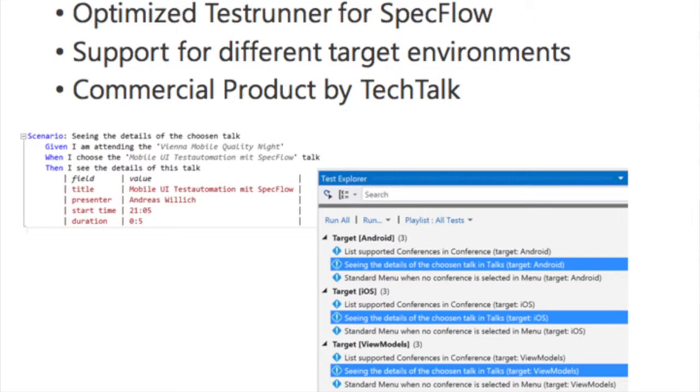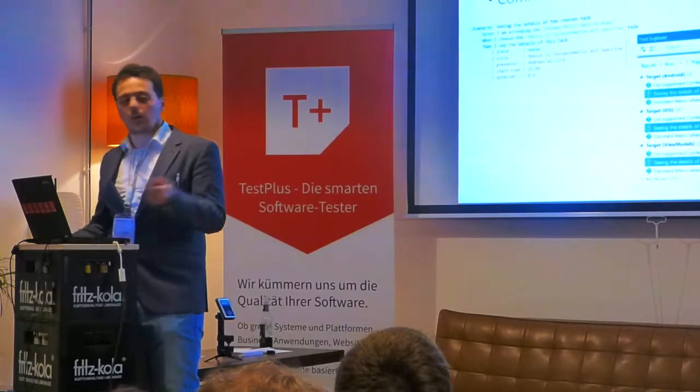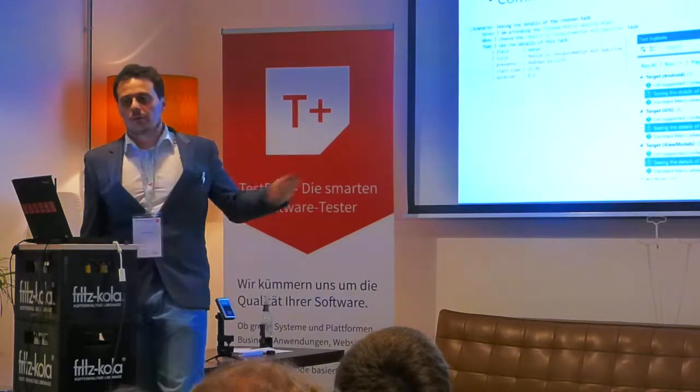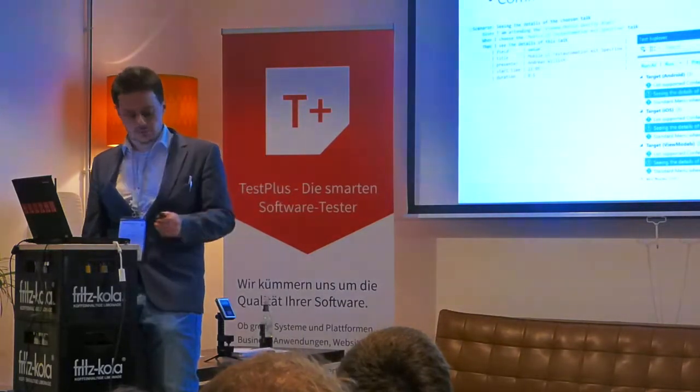As an addition for SpecFlow, my company created SpecFlow Plus. It's an optimized test runner for SpecFlow. One of its many features is that it supports different target environments. With that feature, we can write the scenario once and create multiple tests for it. In this case, I create one test for Android, one for iOS, and one also for view model testing. And you can configure that for different devices. So when you have two Android devices, you can generate two tests.